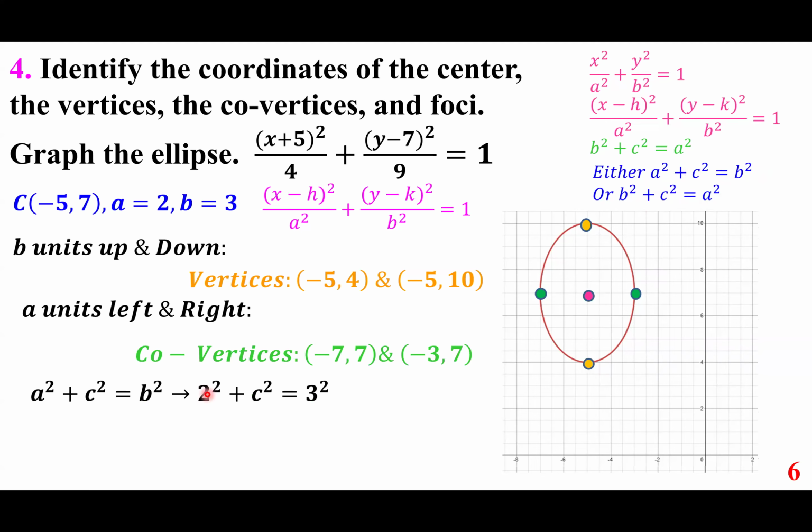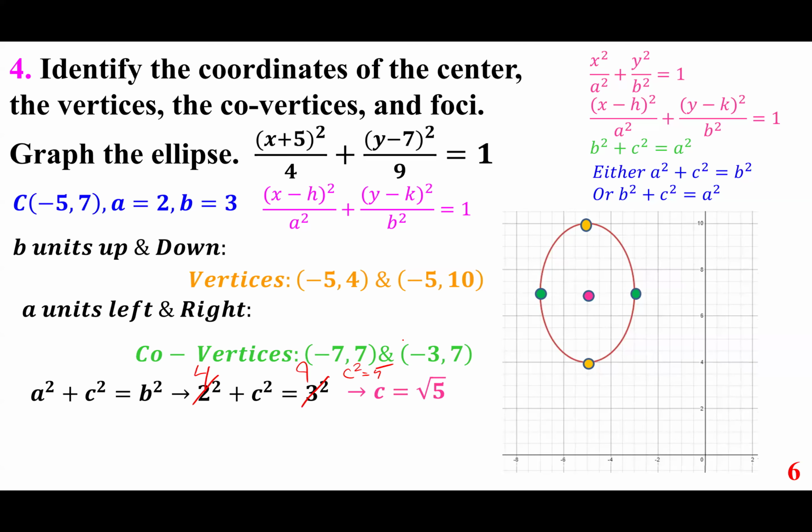So 2 squared plus C squared equals 3 squared. This is 4. This is 9. So C squared is 5. C is square root of 5.